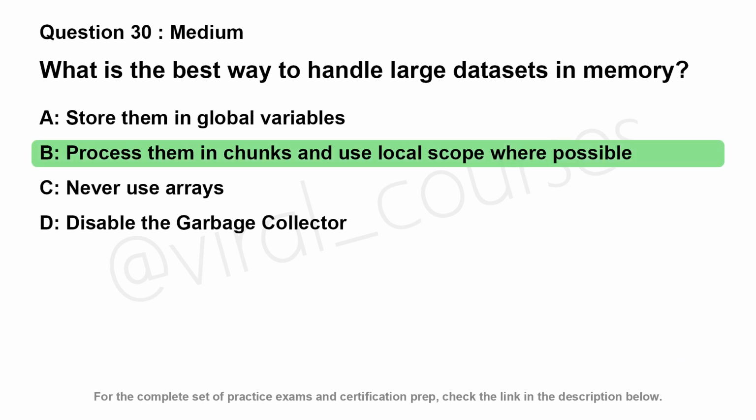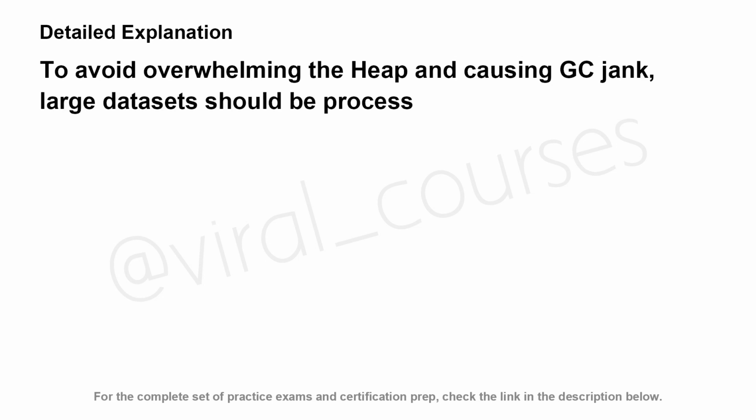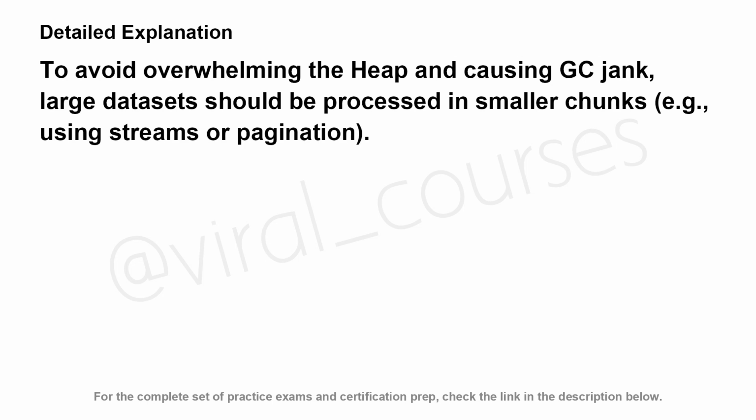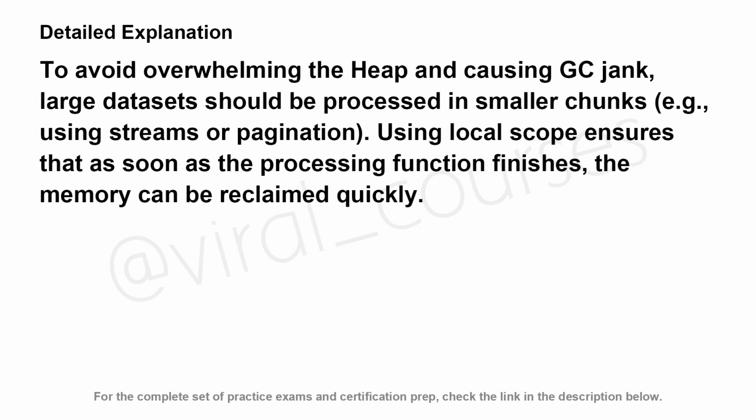The correct answer is B. To avoid overwhelming the heap and causing GC jank, large datasets should be processed in smaller chunks, e.g., using streams or pagination. Using local scope ensures that as soon as the processing function finishes, the memory can be reclaimed quickly.